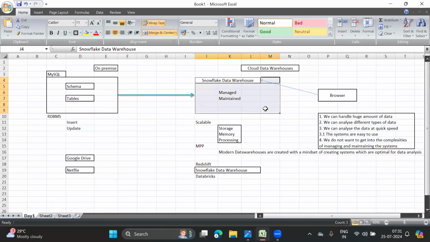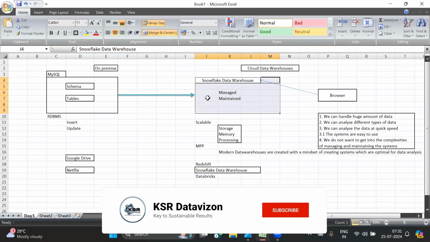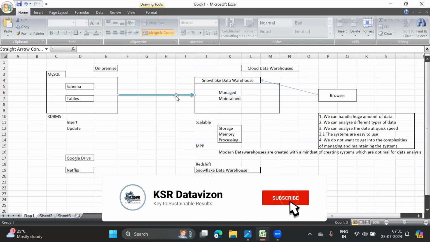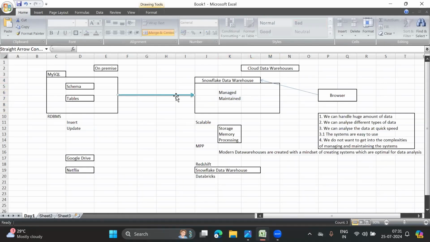So the next step is that we have understood the advantages of moving to the Snowflake Data Warehouse. So how do I do this? How do I move my data? Over here, different companies came up with their own migration techniques. So we had to migrate the data, right?